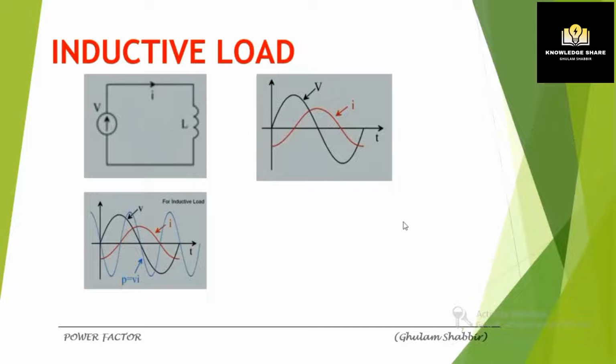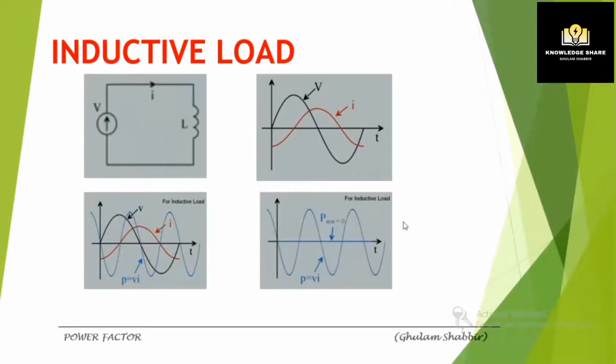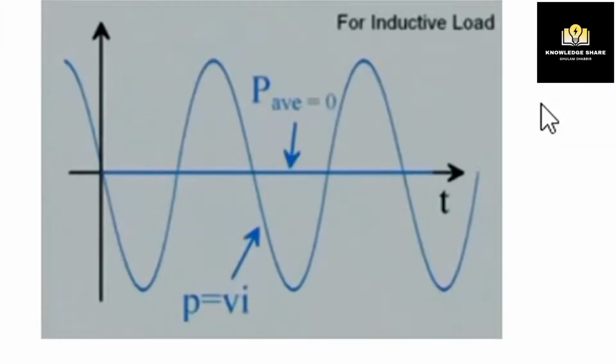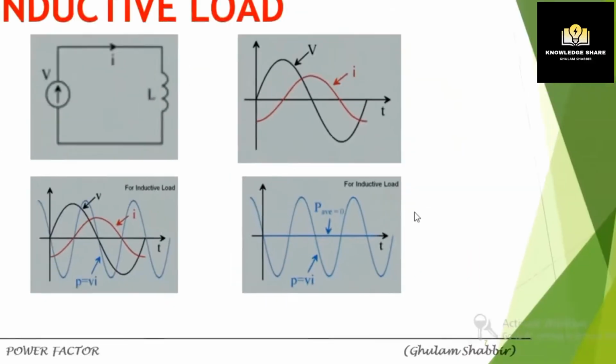Therefore the product has to be negative. So in short, power is negative and positive. You can see power is on the negative side as well as on the positive side. So what will be the average power in that case? You can see the graph by removing the voltage and the current waveform and just keeping the power waveform. Average power value is exactly 0 for a true inductive load.